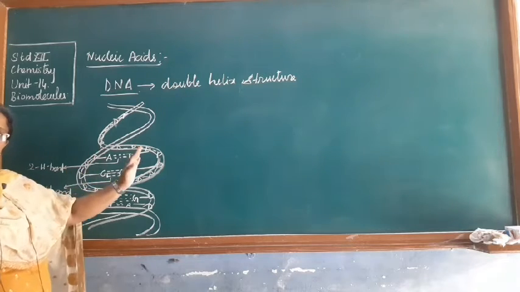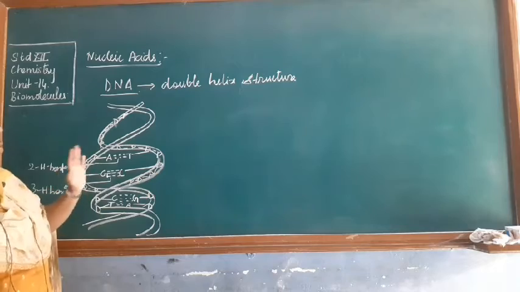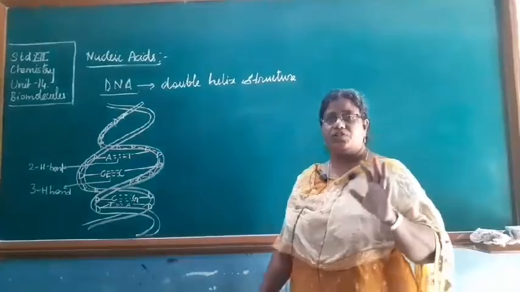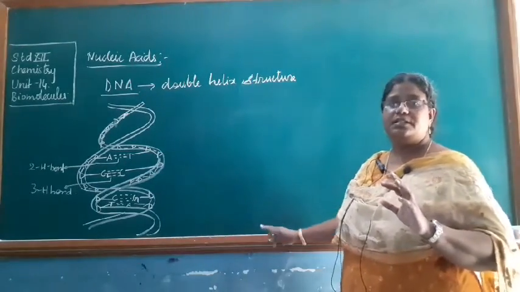If A is on this side, then T will be on that side; if T is on this side, then A will be on that side, that way. So this is the double helical structure of DNA. RNA, the structure is not shown in your books, but RNA will have only single strands.